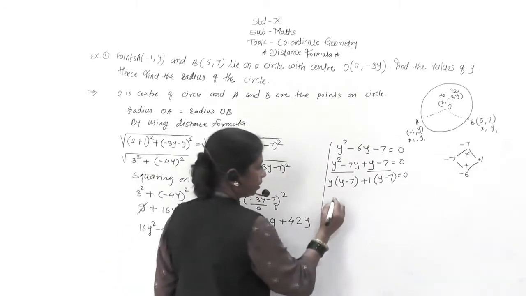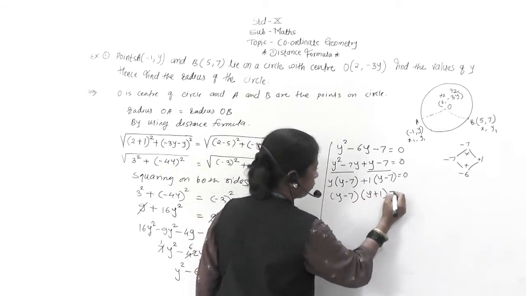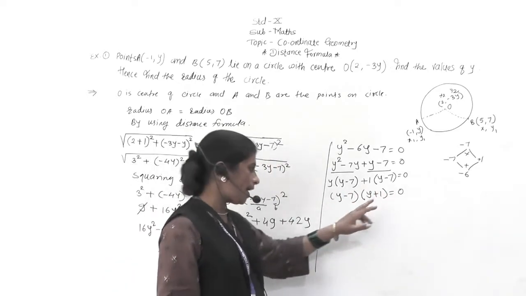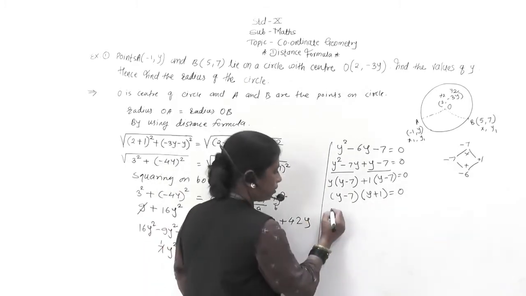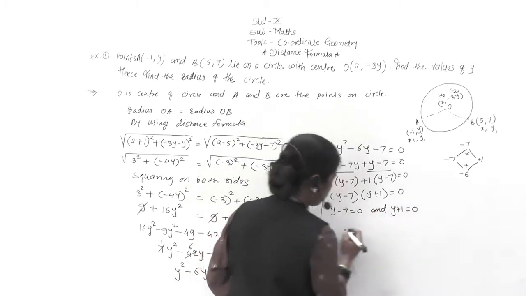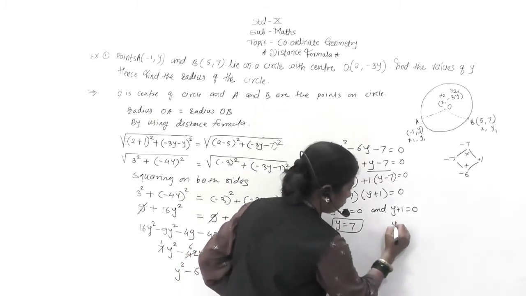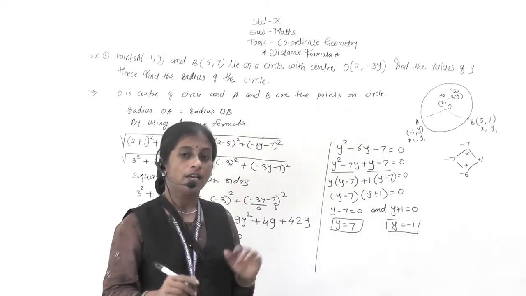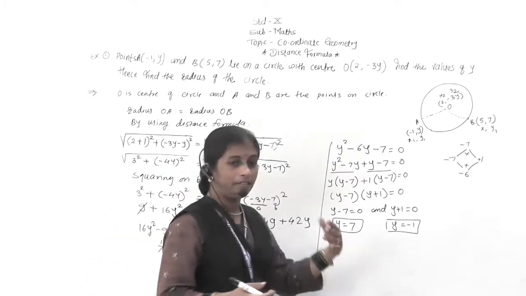Right? Now here (y − 7) and another bracket (y + 1) equals to 0. So you will get this. You have to compare this: y − 7 = 0 and y + 1 = 0. So finally we get y − 7 = 0, and here y + 1 = 0. So you will get y = 7, and here you will get what? y = −1. So here we got two values of y. Okay, so of course here two cases will be there: when y = 7 and when y = −1.